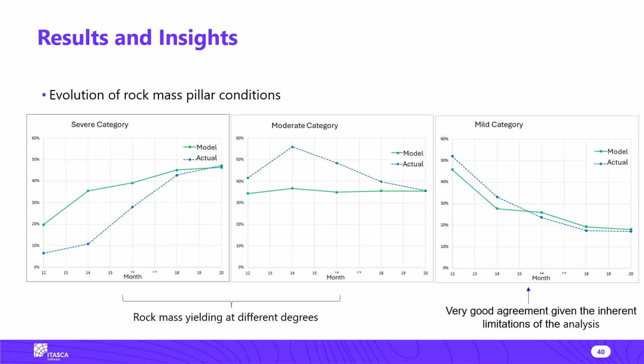In this slide, we summarize the evolution of rock mass pillar categories in time. Recall that the modeling was implemented without any tunnel support. In hindsight, including some support, for example as an equivalent internal pressure, could have helped in differentiating more the severe and moderate categories. Notice, however, that the moderate category still represents a strongly loaded condition for the support.